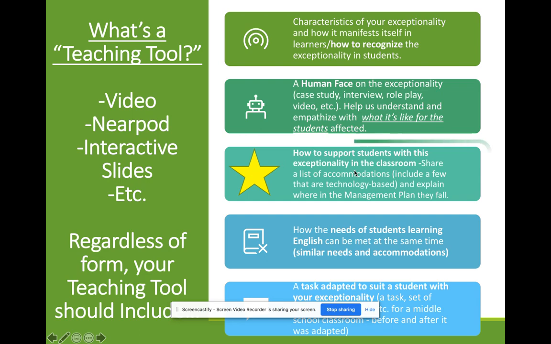Focus right here, how to support students with this exceptionality in the classroom, like a list of accommodations. And then give us a few ideas of how the needs of students learning English could be met at the same time, similar needs and accommodations. And then finally, an adapted task or set of instructions before and after, like I did with the math problem. I hope this makes a little more sense right now. And that goes into your presentation.